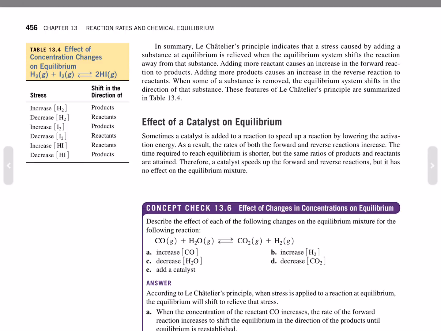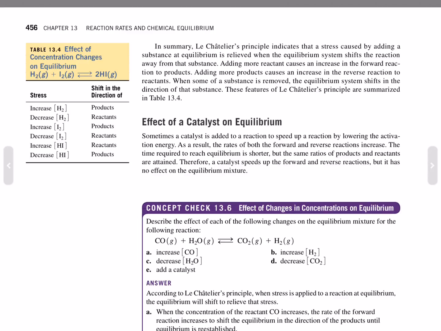An increase in reactants causes a shift in the direction of the products. A decrease in reactants causes a shift in the direction of the reactants. An increase in products gives a shift in the direction of the reactants, and a decrease in products gives a shift in the direction of the products.